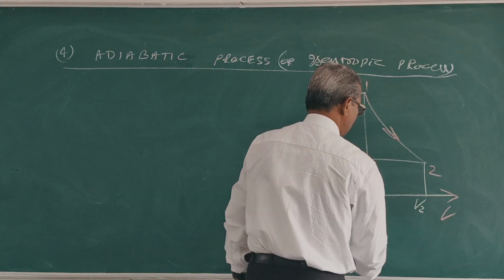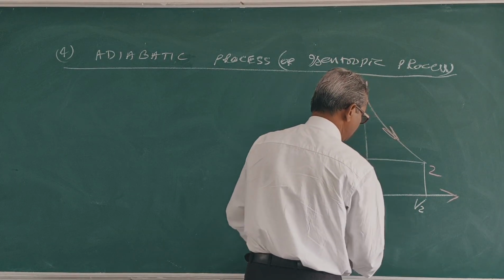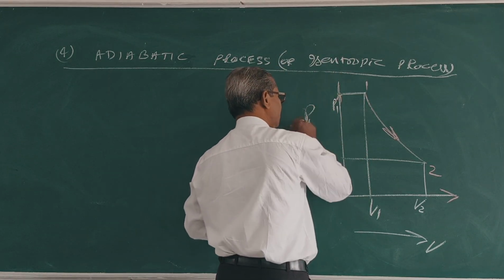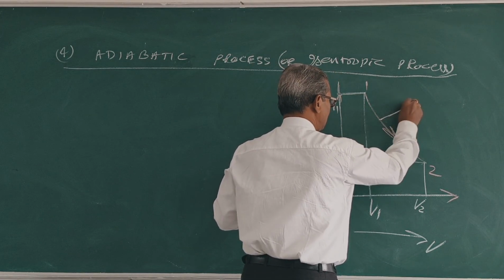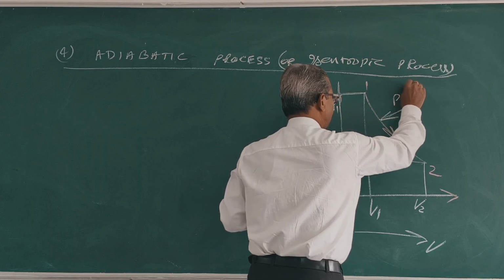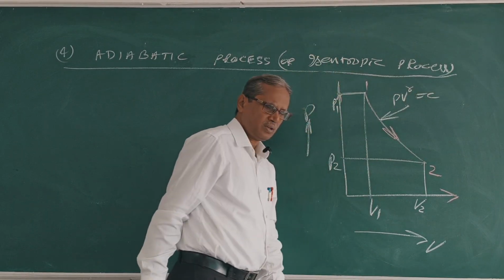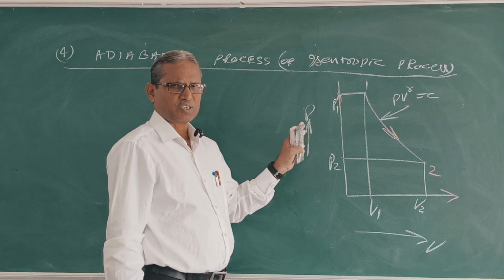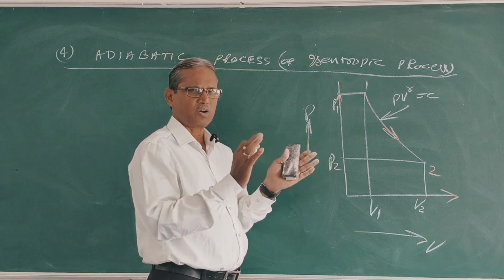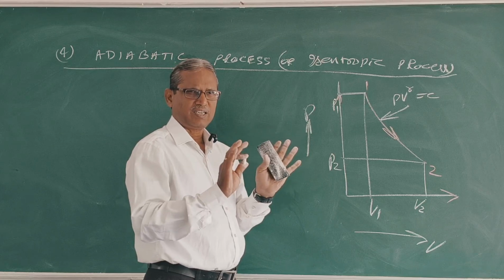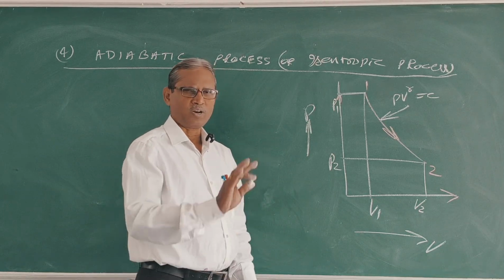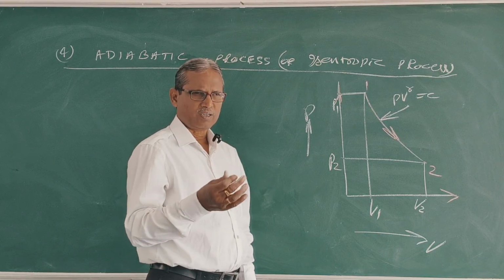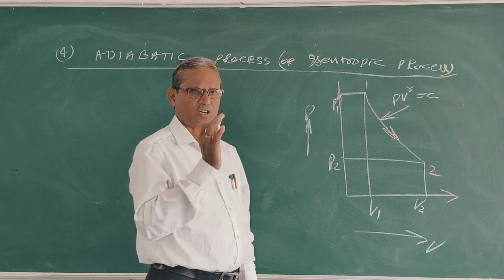So this is V, this is P. The expansion process follows the law PV to the power gamma is constant. Clear? This is an isolated process, means the system and surrounding neither exchange heat between each other. Do not exchange heat, means the system or surrounding neither receives heat nor gives out heat. Clear?